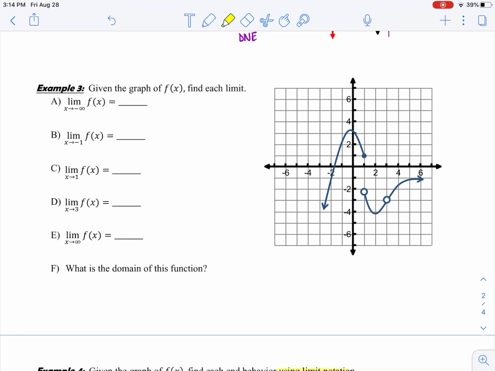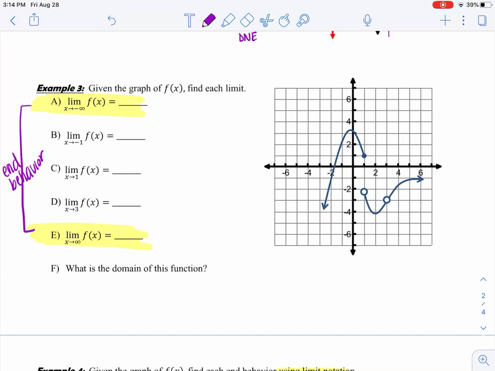Okay, so I'm going to start by asking the question: 2 of these are asking about end behavior, the other 3 are not. Which 2 are asking about end behavior? This is asking about end behavior, and this is asking about end behavior. Right? The limit as x approaches negative infinity. The limit as x approaches positive infinity. So these are end behavior.